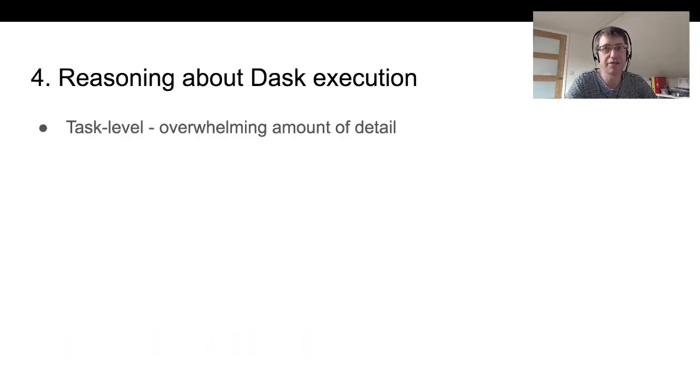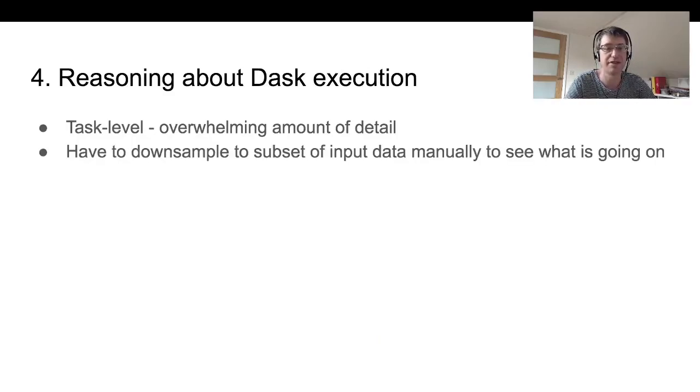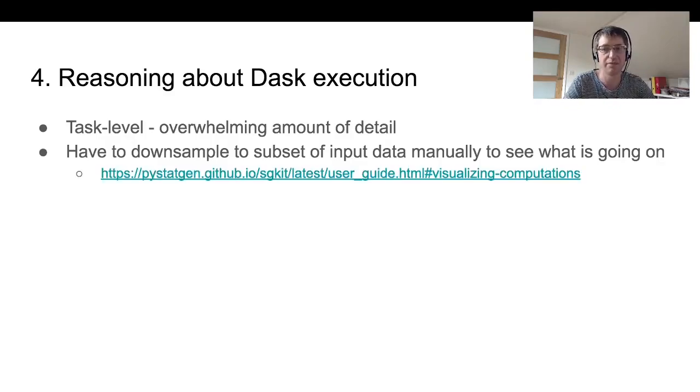The fourth challenge is kind of related to the previous two. There's an overwhelming amount of detail at the task level when you're trying to debug what's happening to a task graph. So typically what we've done is downsample to a subset of the input data to manually see what's going on in the computation. And that can be quite tricky. You have to be quite careful, and it depends on the computation that's being run.